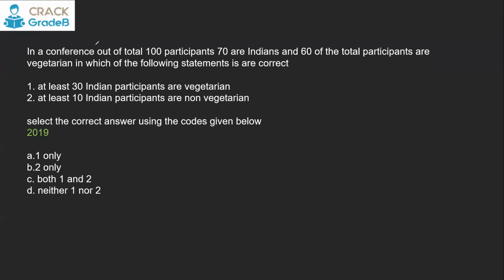It says in a conference out of 100 participants, 70 are Indians, and 60 of the total participants are vegetarians. Which of the following statements is correct? Now this question is about the maximum and minimum. It says at least 30 Indian participants are vegetarians. At least 10 Indian participants are not vegetarians. So here, total 100 participants, out of which 70 are Indians, so the remaining 30 are going to be non-Indians. Right?